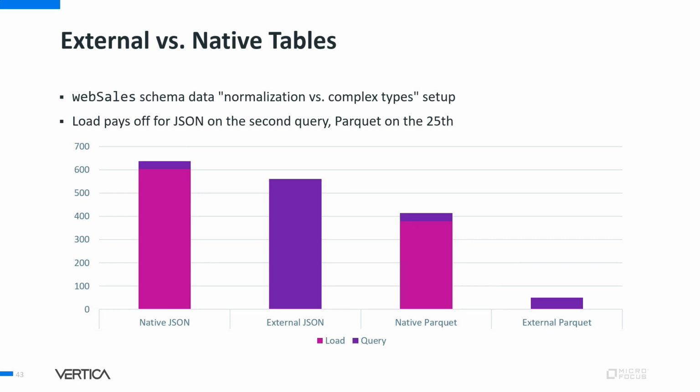We did this for both JSON and Parquet. In both cases, the native tables have to pay the high cost of an initial load. So if you run the query just once, they might not be the best choice.